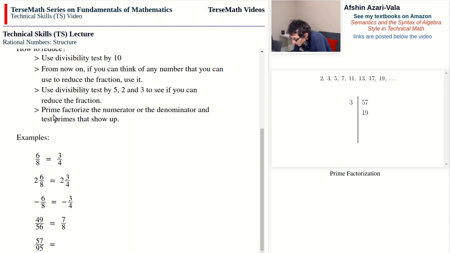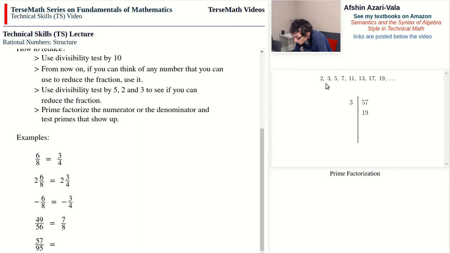Before we continue though, here we've got one prime. So when we say prime factorize the numerator or the denominator and test the primes that show up, right now 3 showed up. This is a prime that showed up. And we're going to try 3 and see if we can reduce the fraction using 3. We know it goes into 57 because we just divided by 3. The question is, does it go into 95? And the answer is no, because 95, 9 plus 5 is 14. 3 doesn't go in.